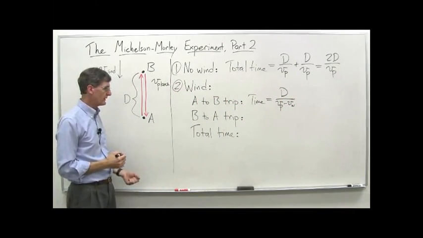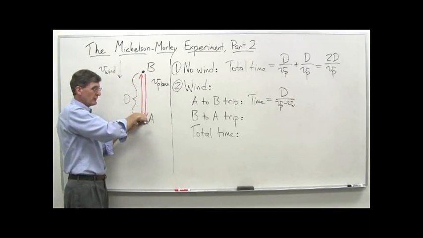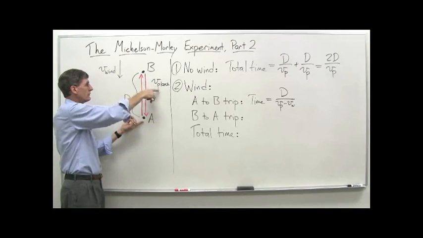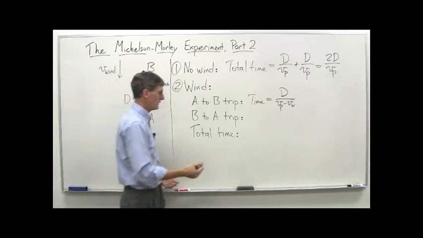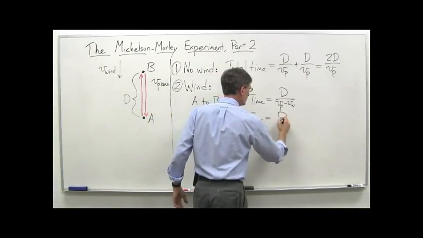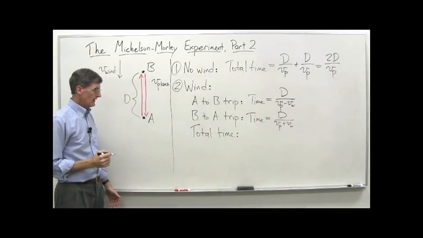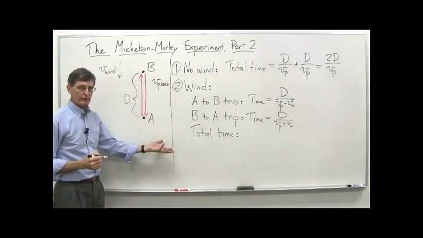And then the B to A trip is going to be distance d, but the velocity in this case is v sub plane plus the velocity of the wind. So here we got the time equals d over v sub p plus the velocity of the wind. And the total time is just add those two things together.